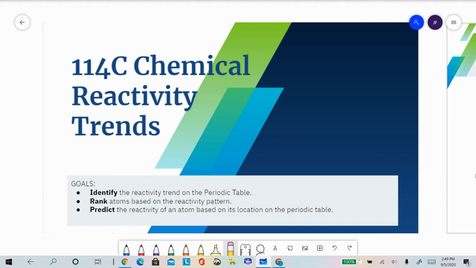All right, the last periodic table trend we're going to look at is chemical reactivity. So by the end of this, you will be able to identify the reactivity trend, rank the atoms based on that reactivity trend, and predict the reactivity based on the location the atom is on the periodic table.